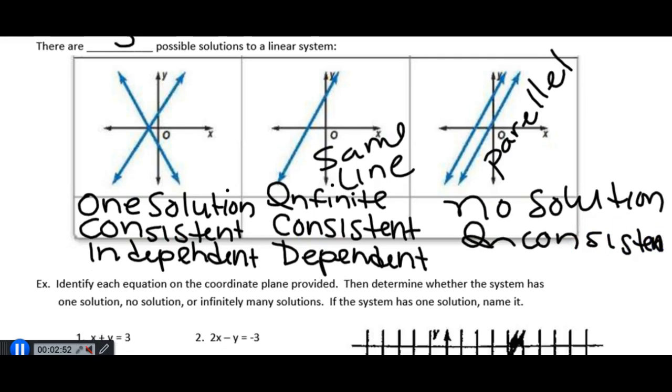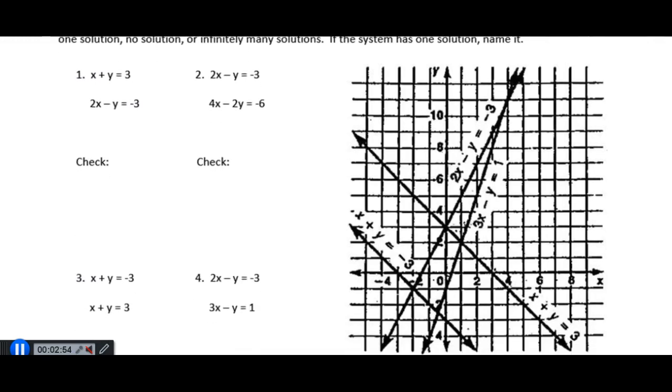So let's look at the following example. In each problem, we're going to look at the two lines and decide if there's one solution, no solutions, or infinite solutions. If there are infinite solutions, or if there's one solution, we're going to name it. So first we're looking at x plus y equals 3. x plus y equals 3 is this line right here. And we are looking at 2x minus y equals negative 3. So this line right here.